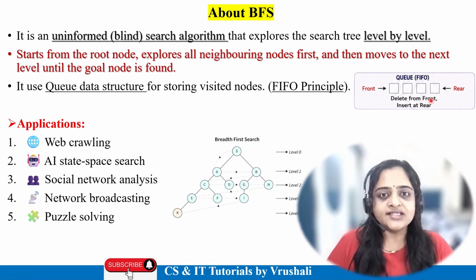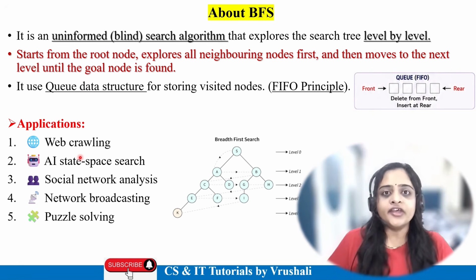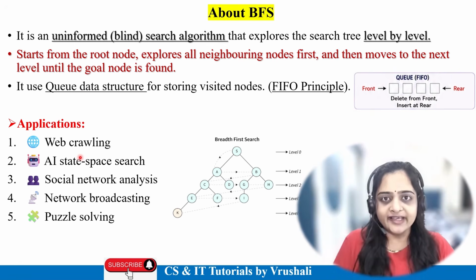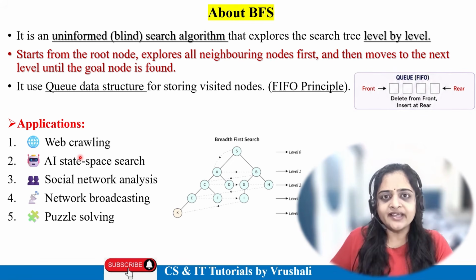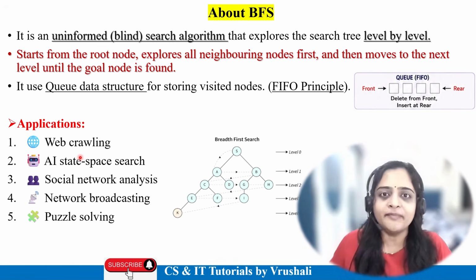Now, this BFS algorithm is generally used in web crawling, like in web searching. When you click on a particular link, the next web page opens, right? Again, there is another hyperlink. Again, you click on it, then the next page opens. So basically, you are visiting all the neighboring pages, all the neighboring nodes, right?